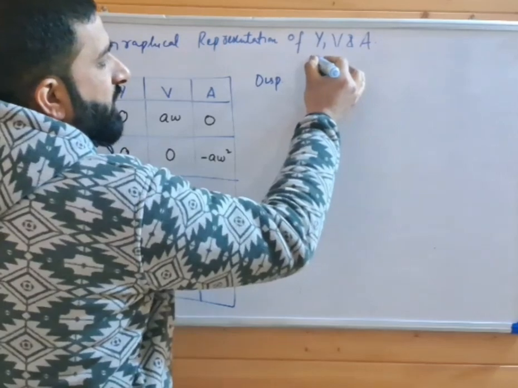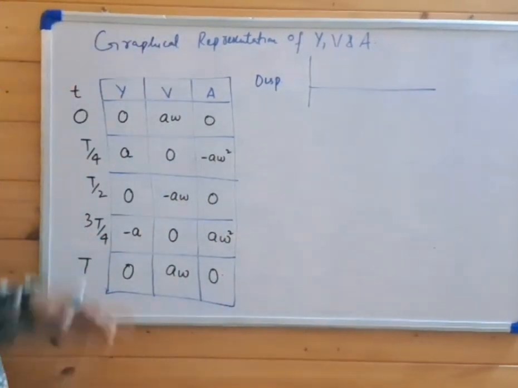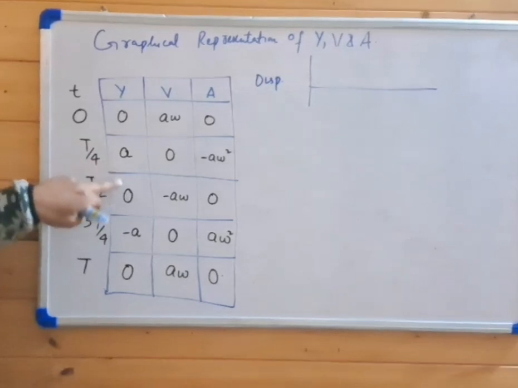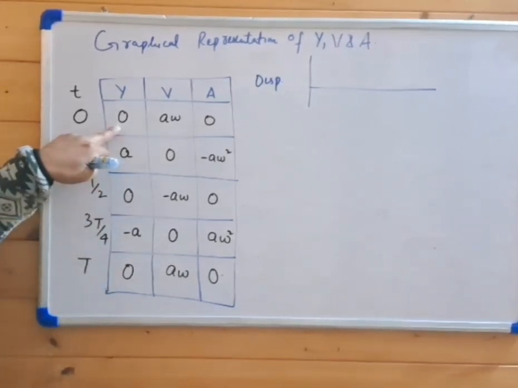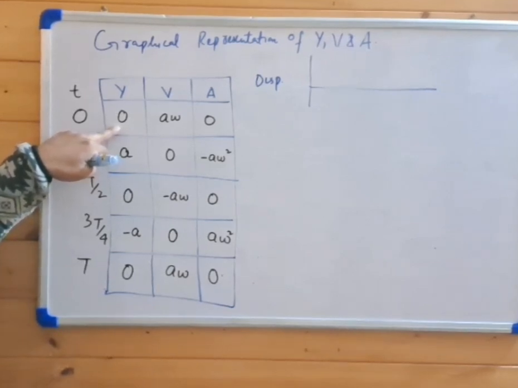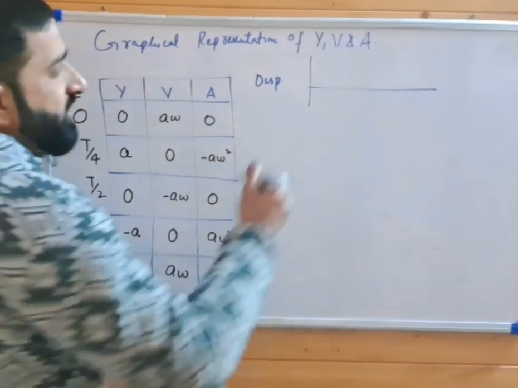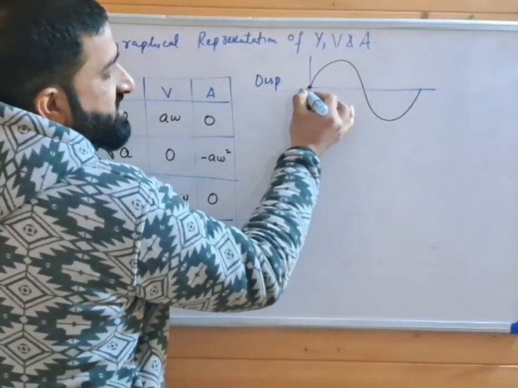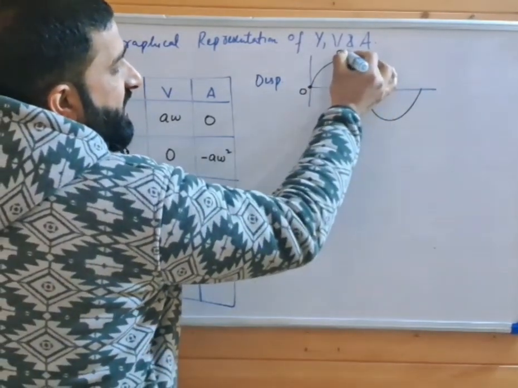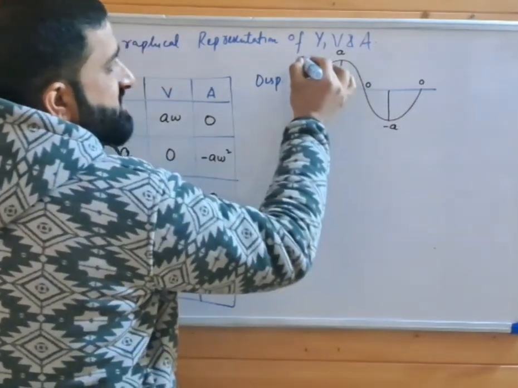Plotting a graph of the displacement, we see that it starts from 0, goes to the maximum value, then to 0, then to minimum value, then to 0. As it starts from 0, we will be having a sine function. That means we will be having a graph that will start from 0. So the graph is plotted as this. So this is the 0 value, this is the a value, this is 0, this is minus a value, and this is 0.